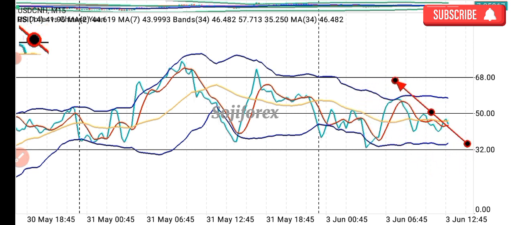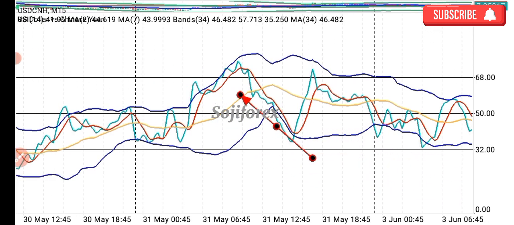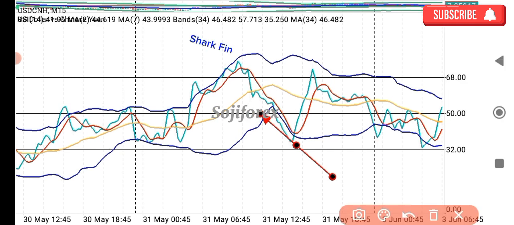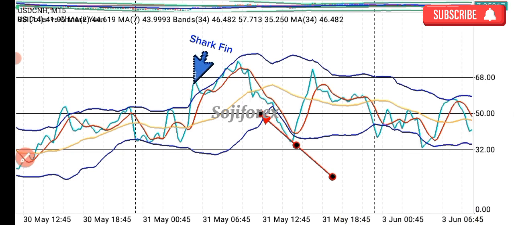And then we have our 68 zone, which serves as our overbought, and our 32, which serves as our oversold zone respectively. So for this strategy, we'll be looking at a shark fin. Now you are wondering, what is a shark fin? The same way a fish cannot survive outside the water is applicable to price. If you look at this TDI, you'll realize that most of the time price could not survive outside the Bollinger Band.